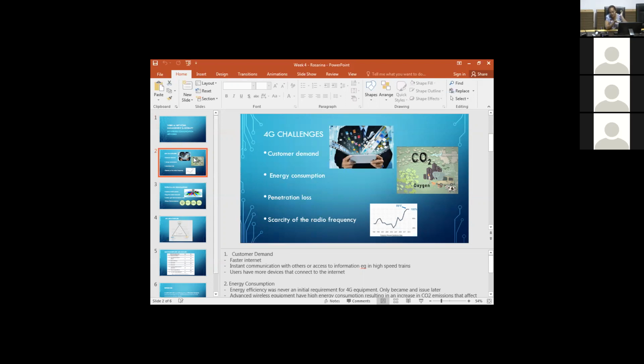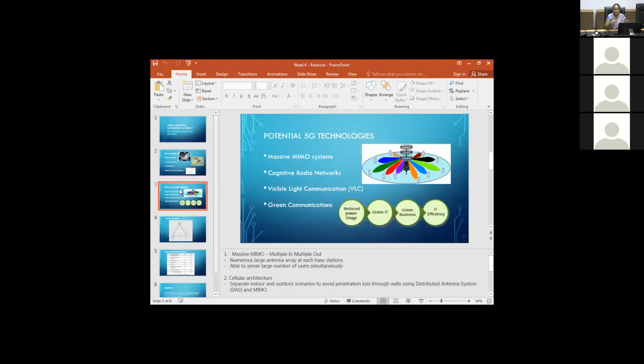The radio frequency, basically, they have a band which they call the UHF. It's a range from megahertz to gigahertz. But in all of that, we've almost utilized most of it. So when they try to look for more bandwidth to use, unfortunately now the operators find it difficult to allow for more space on that UHF band. So basically, these were the challenges that I thought I should highlight for 4G, and that were important why we should move to 5G.